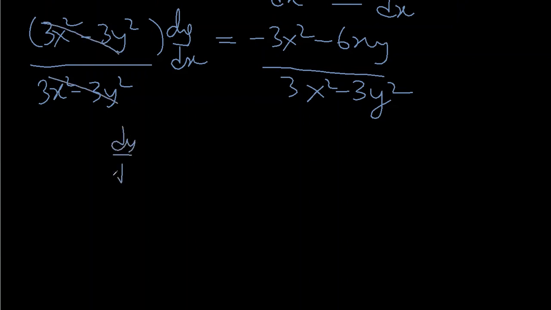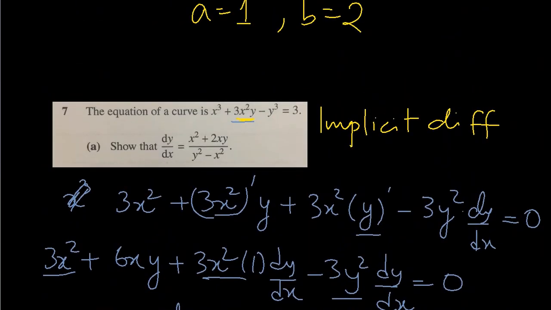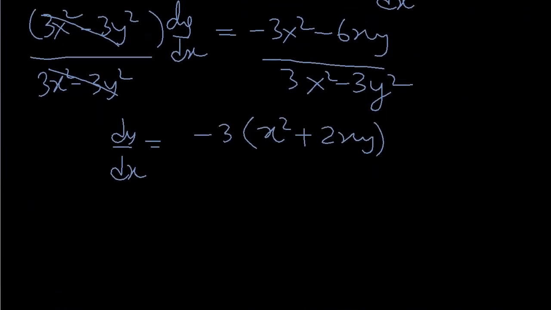dy over dx is equal to, and let me take minus 3 common out of this, x squared plus 2xy. What is our target? Is it x squared plus 2xy? Yes. Over 3x squared minus y squared.